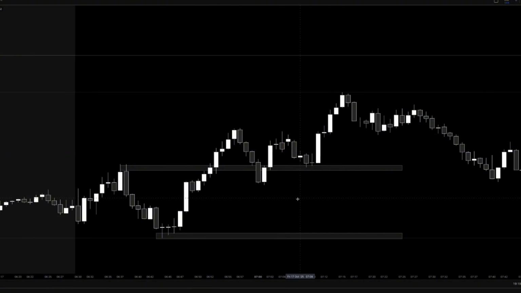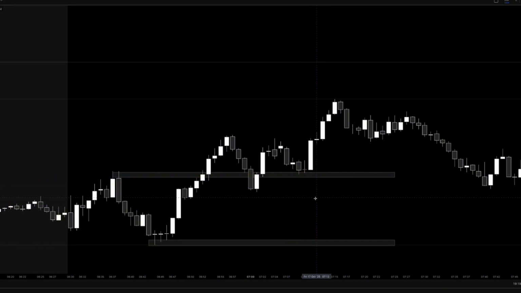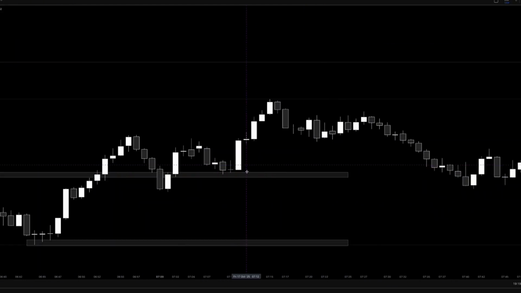But let's see what happens. Okay, it breaks, reverses. When it reverses, it's like a timer that resets. We're going to reset it and see if it goes for another retest. So another break, another retest. Now, when it goes into the zone, the signal is going to be this.